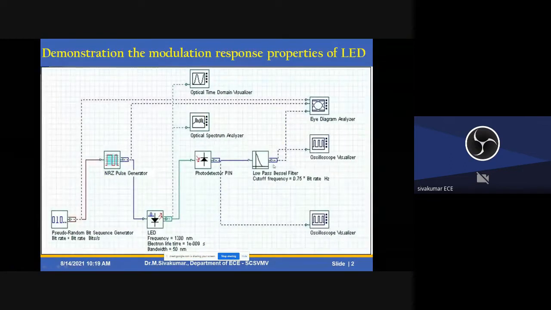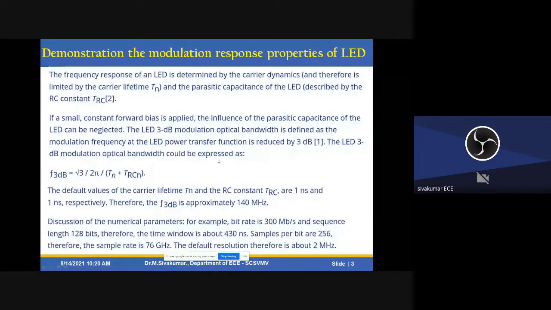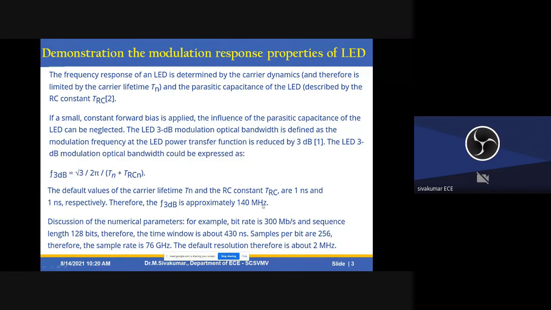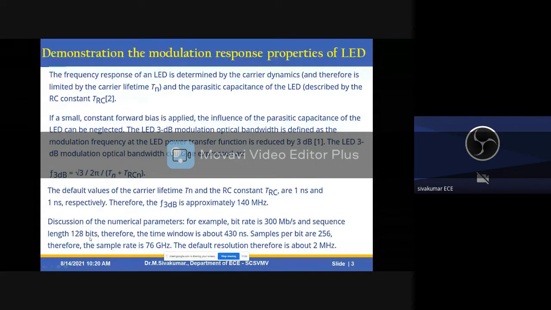Some settings are there in the LED and photo detector. Based on the function and the example given, you need to give the values. For example, carrier lifetime Tn and RC constant TRC are 1 nanosecond, and therefore the 3 dB frequency is approximately 140 MHz. The next one, the important parameter in this topic: the bit rate is set to 300 Mb per second, and the sequence length is 180 bits. These are the inputs. Therefore, the time window is about 430 nanoseconds. That is the time window in the eye diagram.